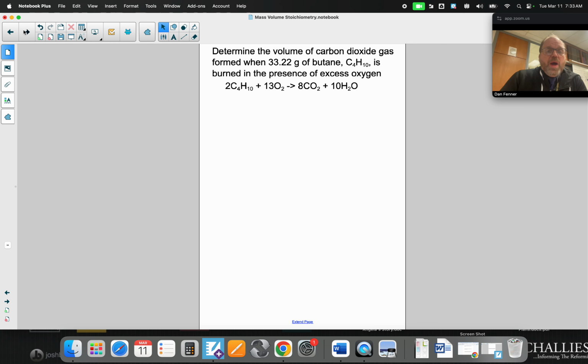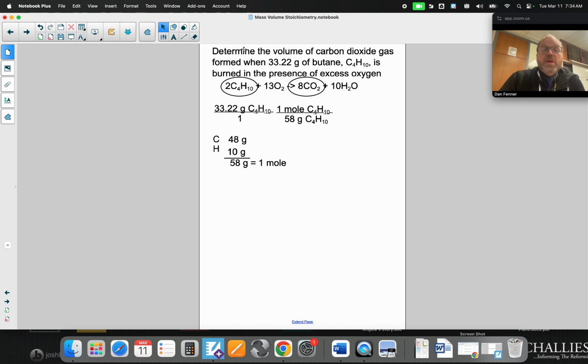Put our given over 1. So 33.22 grams C4H10. That is a compound, so we need a formula mass. So carbon, hydrogen. 12 is the atomic mass of carbon times 4 is 48. 1 is the atomic mass of hydrogen times 10 is 10. So 48 and 10 is 58 grams is 1 mole. So 1 mole C4H10 is 58 grams, so the grams cross out. We're in C4H10. I'm asking for CO2. Find the volume of carbon dioxide.